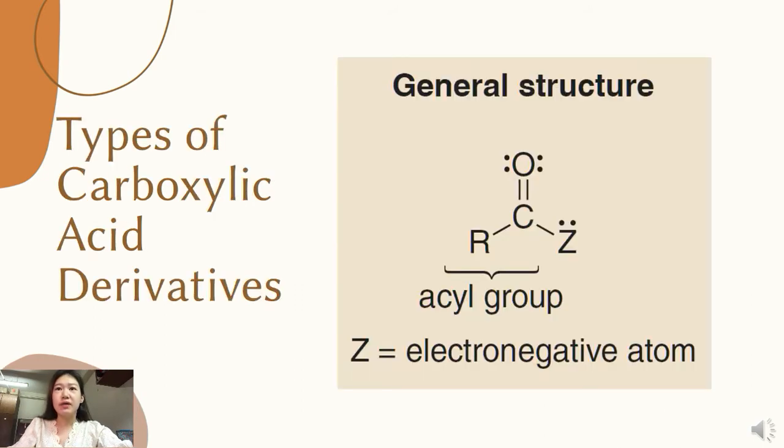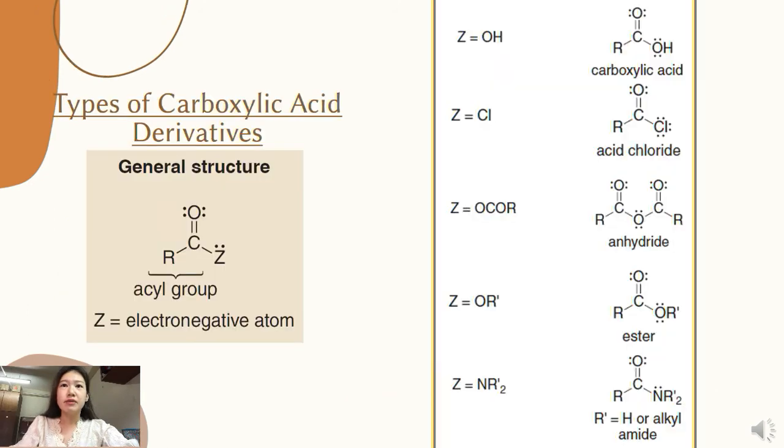General structure of carboxylic acid derivatives, RCOZ. It has an R group bonded to the C=O, named an acyl group. The electronegative atom Z is a leaving group, so nucleophilic acyl substitution can occur. By substituting the Z with different groups, we can get different derivatives: OH, carboxylic acid; Cl, acid chloride; OCOR, anhydride; OR, ester; NR2, amide.